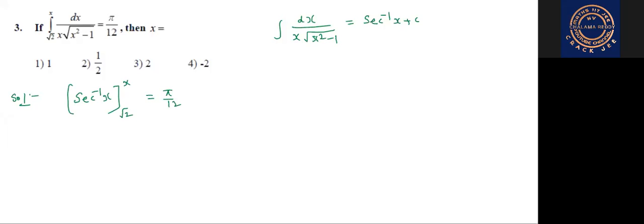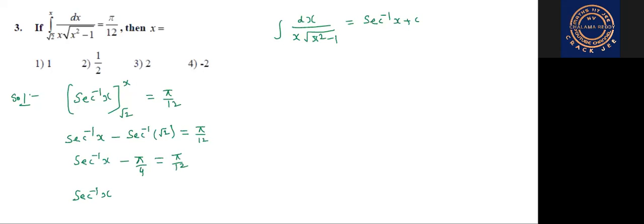So what is the upper limit here? x. The lower limit is root 2. Substitute now. So here we get secant inverse x minus secant inverse root 2, that is equal to pi by 12. Secant inverse root 2 is pi by 4. Send that pi by 4 value to the right hand side and calculate secant inverse x.